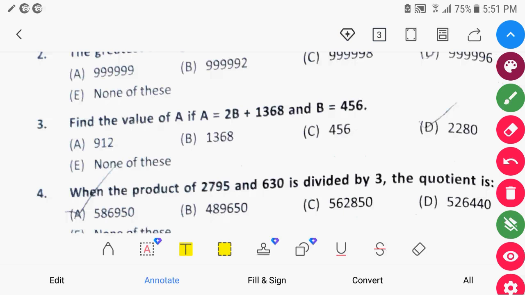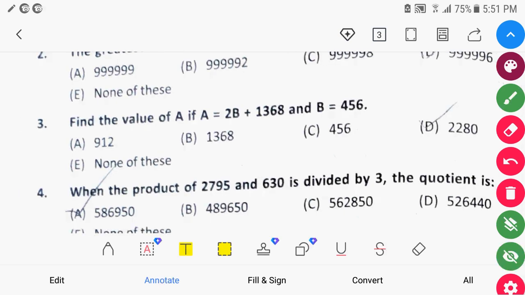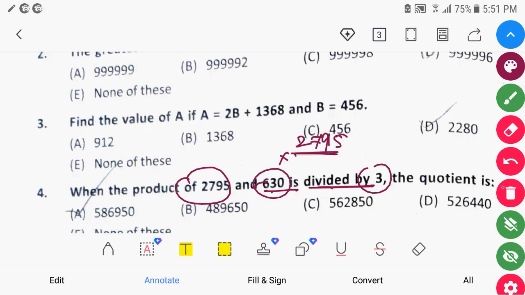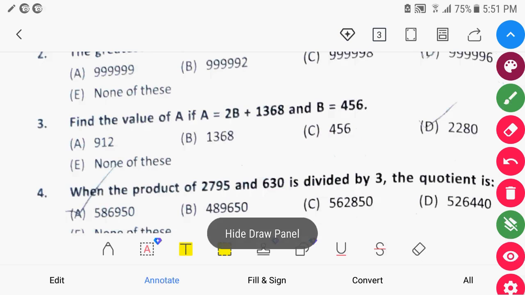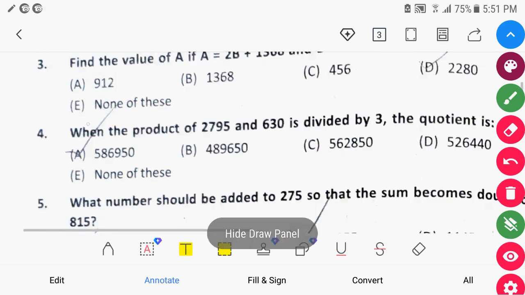Now in the next sum, the product of 2795 and 630 divided by 3 is asked. So you have to first divide this 630 by 3 and then multiply whatever answer you got after dividing this 630 by 3 with the 2795 and get your answer. So this one is for your homework, fourth one.